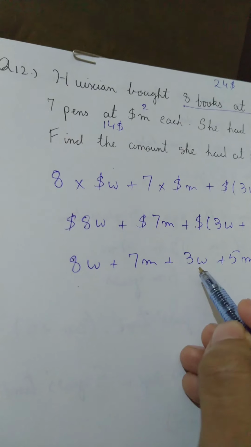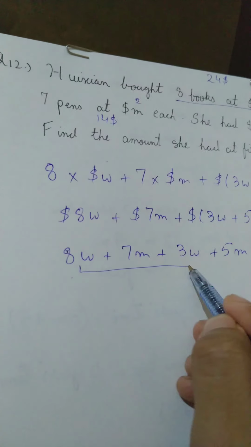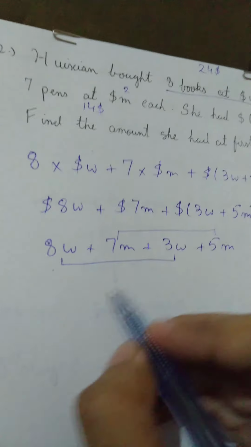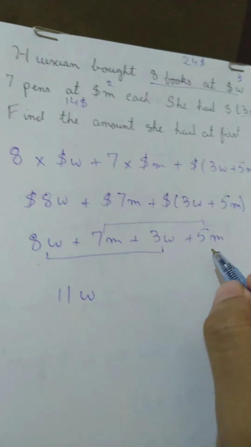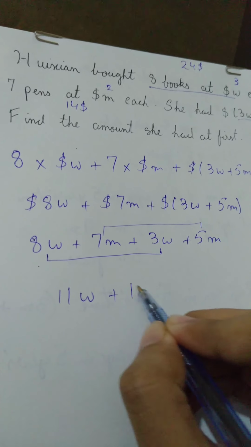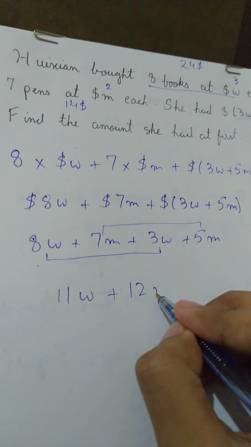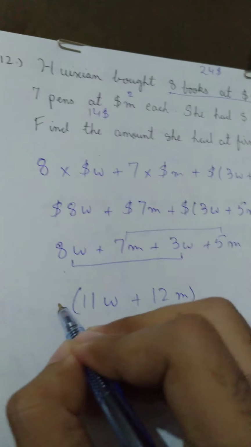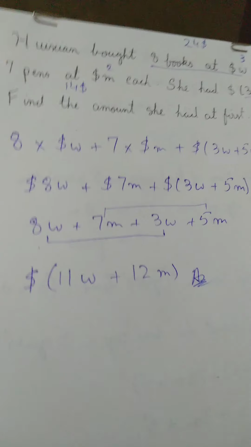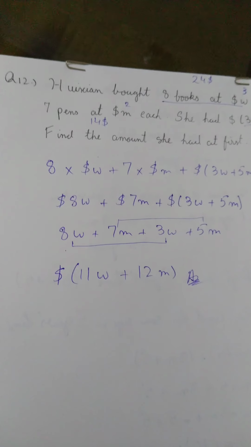So 8W plus 3W, and 7M with 5M. 8 plus 3 is 11W, 7 plus 5 is 12M. In the bracket, this is in dollars. So this is the amount she started with.